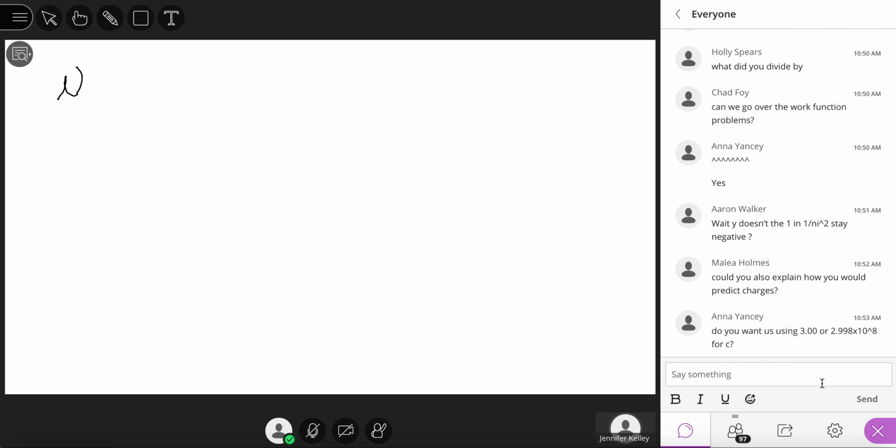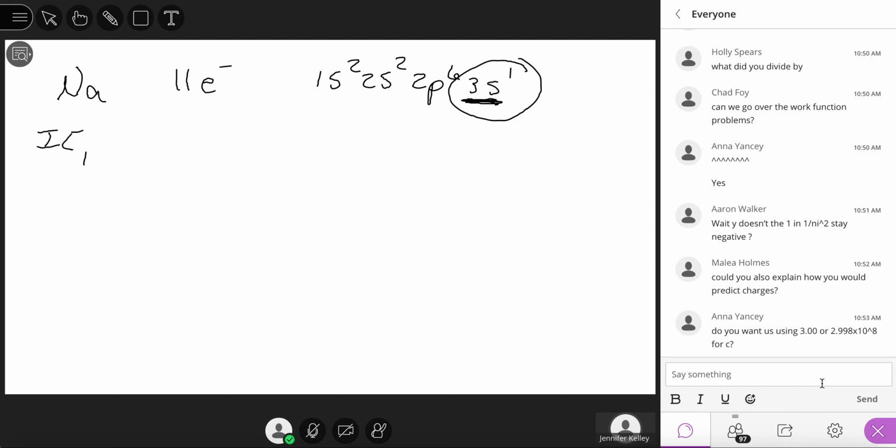sodium. Sodium has 11 electrons. It's 1s2, 2s2, 2p6, 3s1. And it has one valence electron. This is the valence electron. So if I'm doing ionization energy 1, that's removing the one electron that's the highest in energy. So that would be one of the valence electrons. In this case, it only has one valence electron.